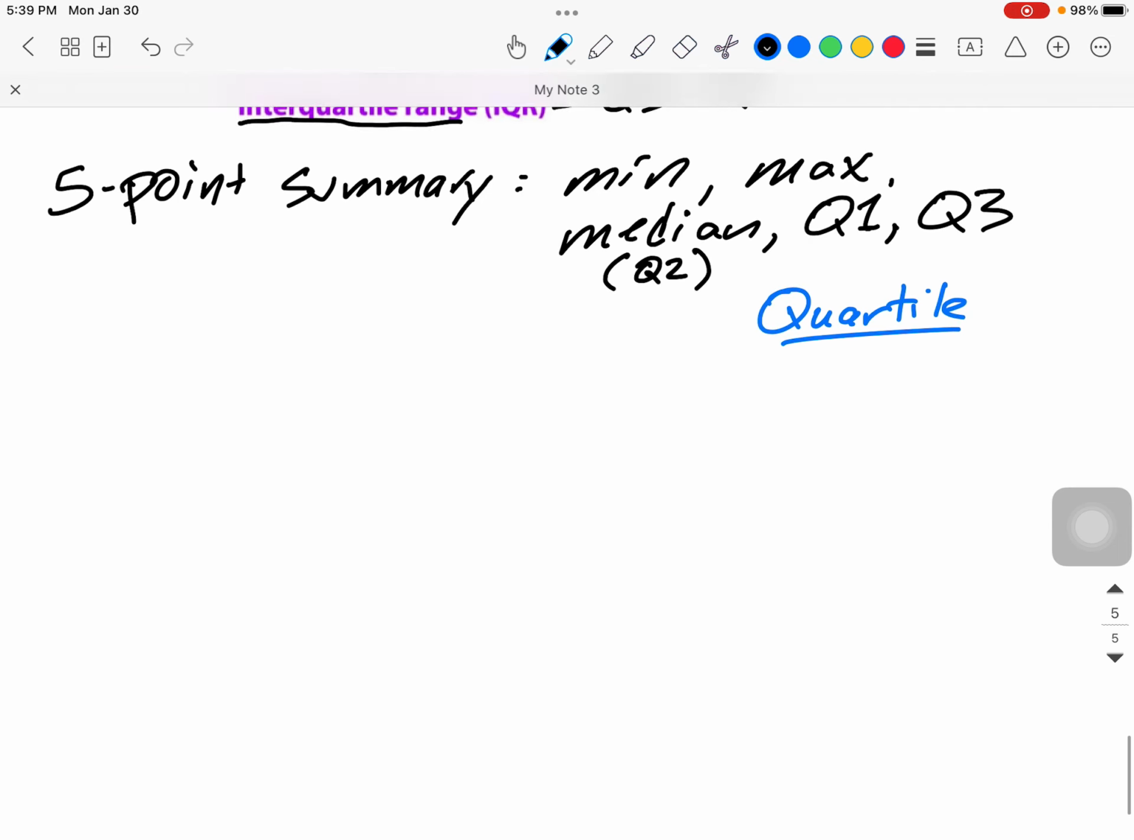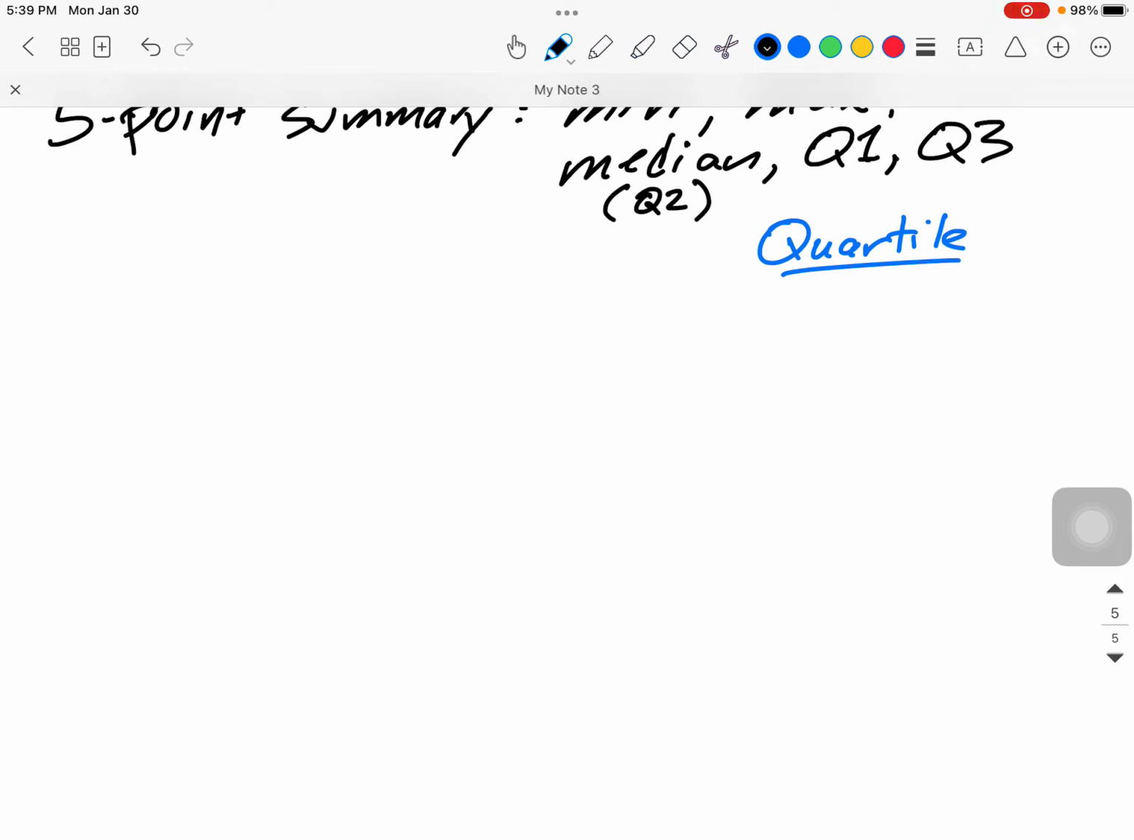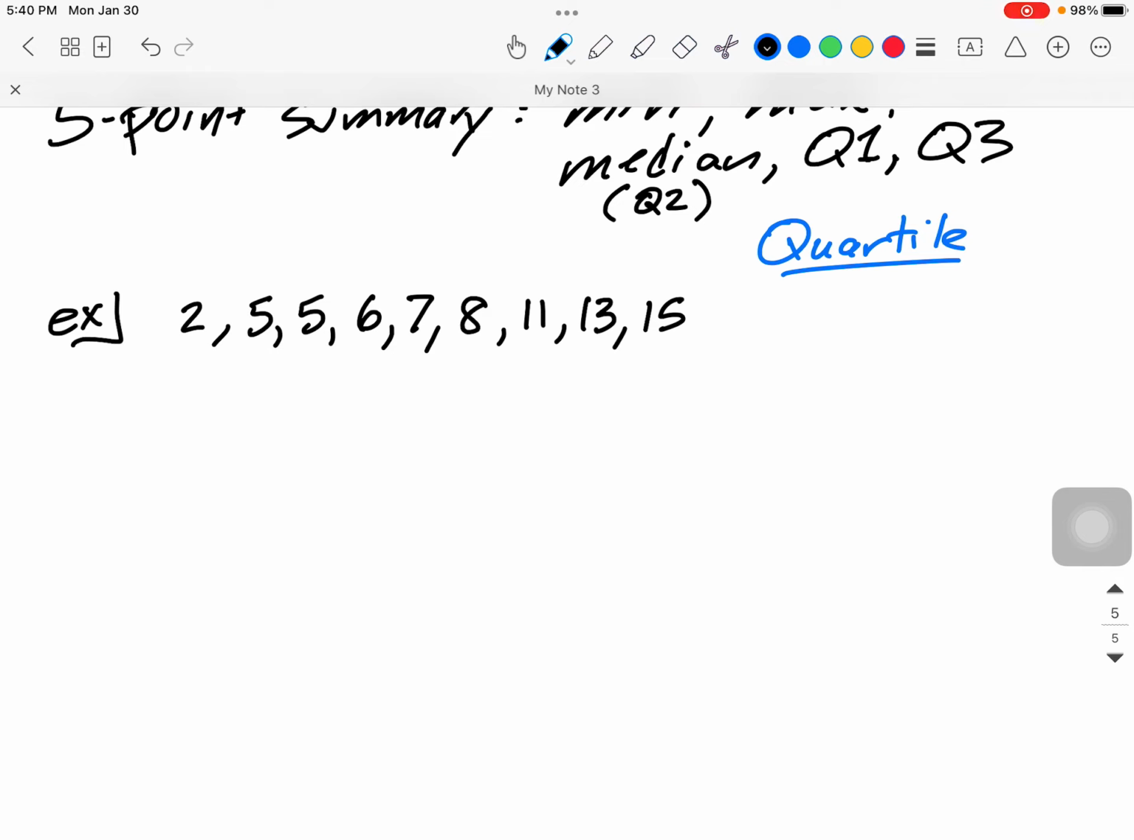So let me do a quick little example. It's really not too bad in terms of some of the stuff we'll cover. Let's just say we have a data set, and for time and convenience, I'm going to put this data set in order. And remember, anytime you want to find the median or the min and the max and all these things, you would have to order the data. So I'll save us the trouble and give us some data in order.